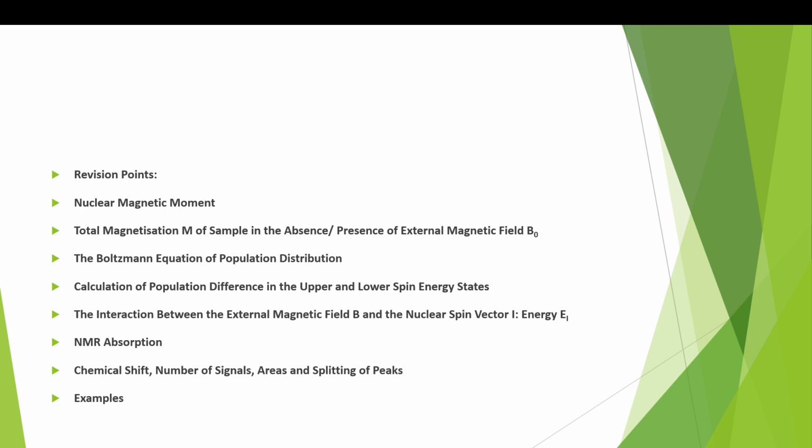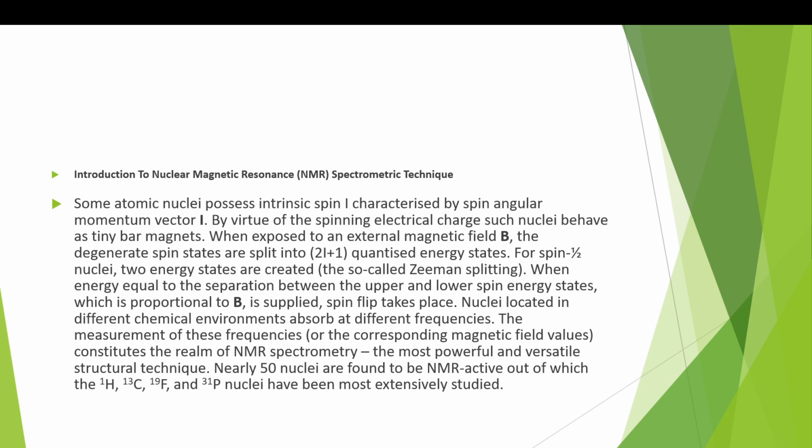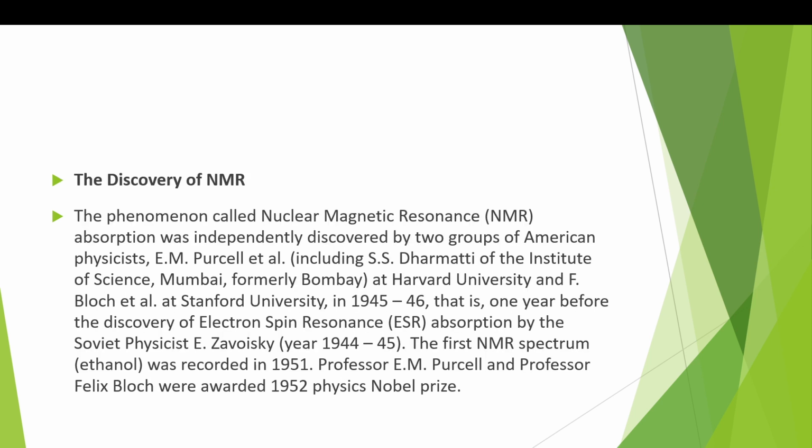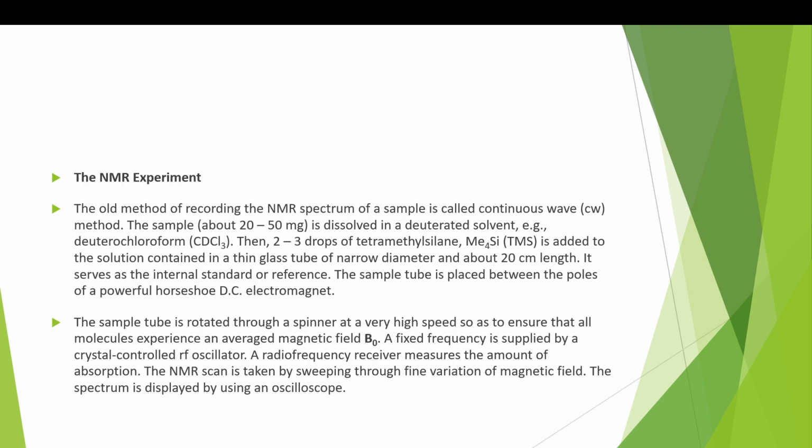We have covered many points. Now we would like to revise them. The following points will be discussed one by one. First, introduction to the nuclear magnetic resonance spectroscopy technique. Then the discovery of NMR by Purcell and Bloch. The NMR experiment using a CW NMR spectrometer, the same older one, which is easy to understand.